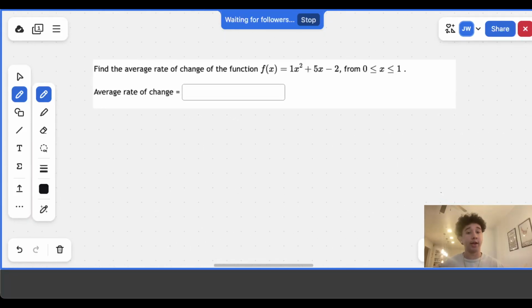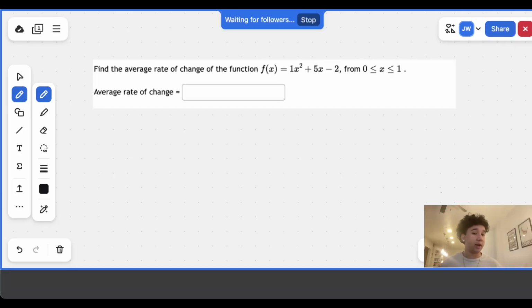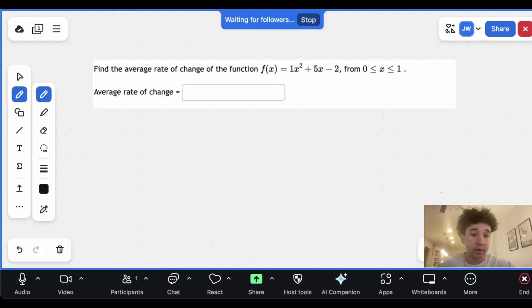Find the average rate of change of this function. Now here, the idea is still the same, right? Average rate of change, slope, all of these mean the same exact thing. So it's still going to be y2 minus y1 over x2 minus x1. Same thing here. So I'm going to do the same thing. I'm going to put 1 minus 0 because these are my 2 x values. Very important thing to note here is that these inequalities are equal to, meaning including, right? 1 and 0 are included.